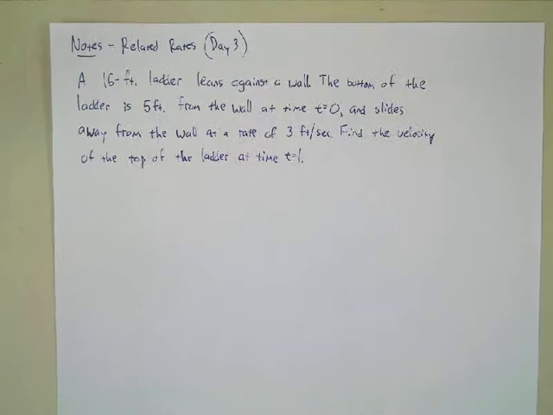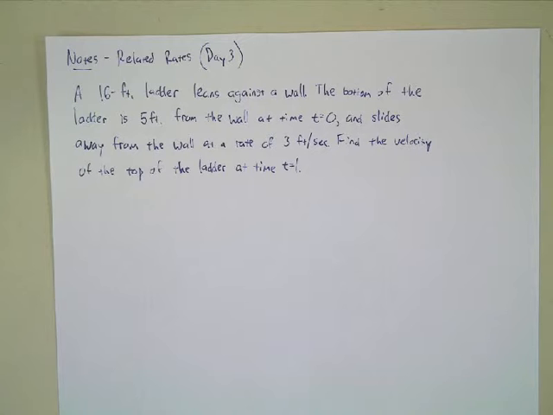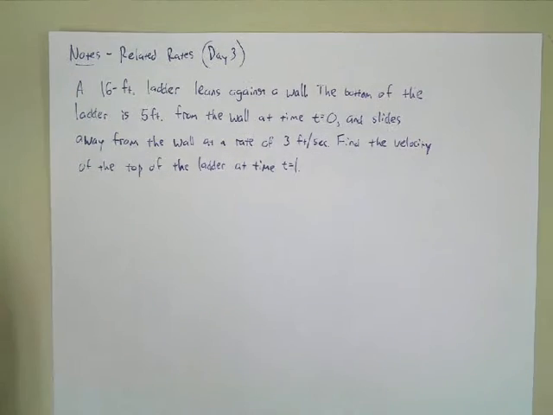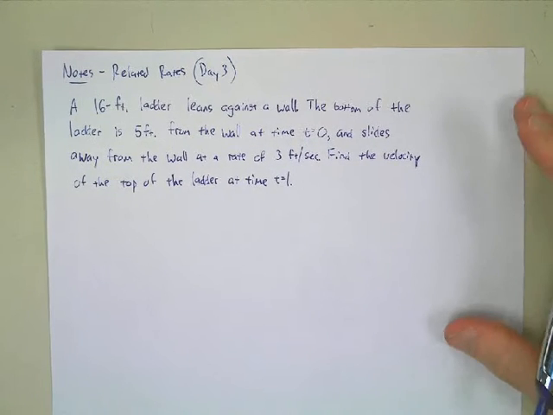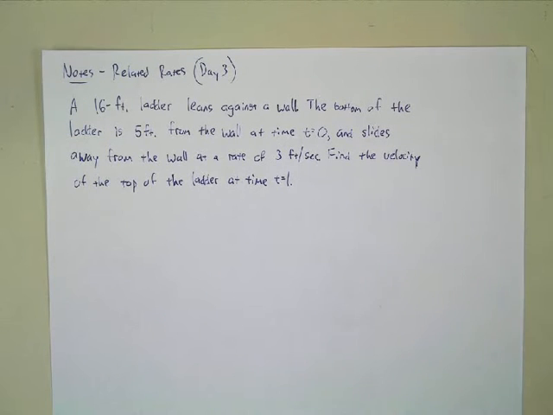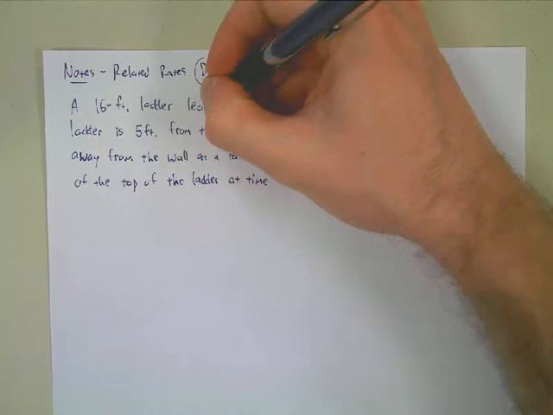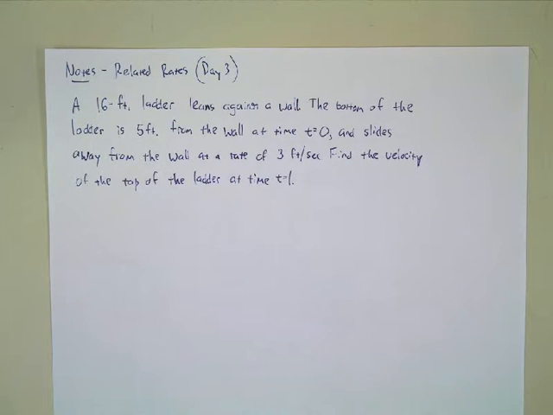So there's our situation. A 16-foot ladder leans against the wall. The bottom of the ladder is 5 feet from the wall at time t equals 0, and slides away from the wall at a rate of 3 feet per second. Find the velocity of the top of the ladder at time t equals 1. You'll notice there's no area formula, no volume formula given for this. We're not trying to find the volume or the surface area, so there's no formula given to us here, and we're going to have to come up with that based on the situation.